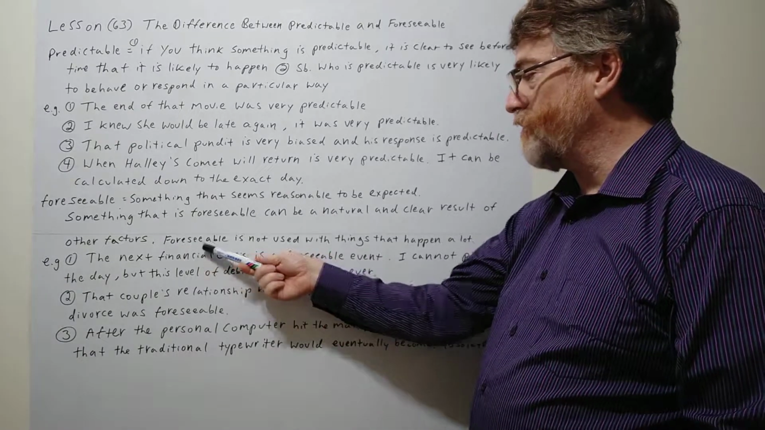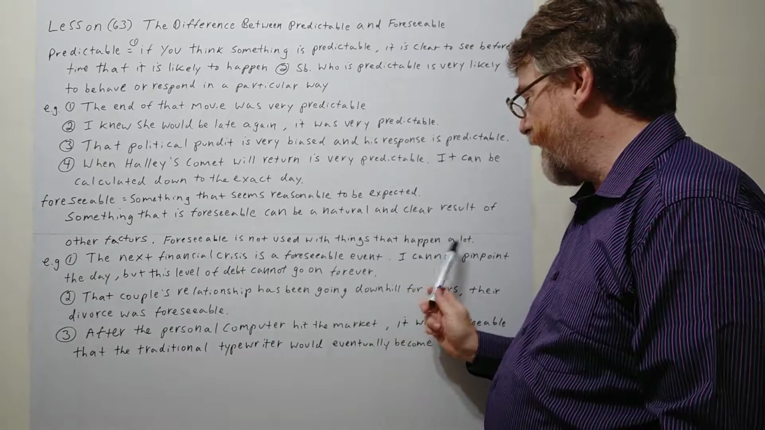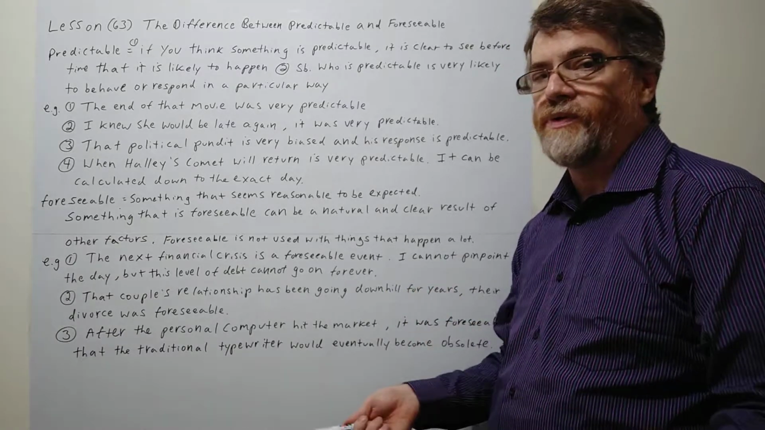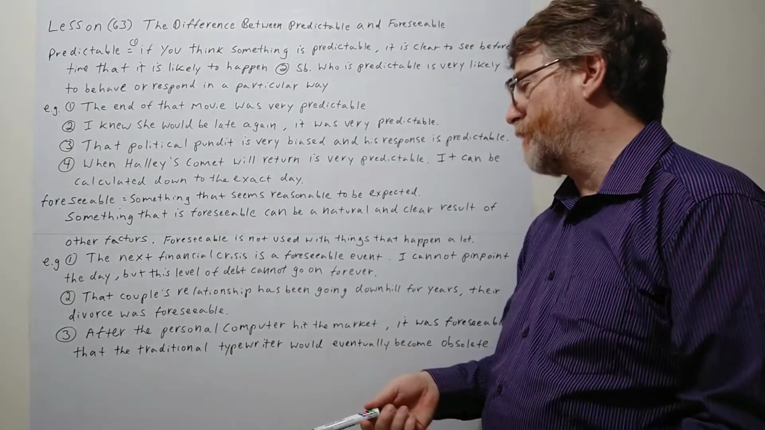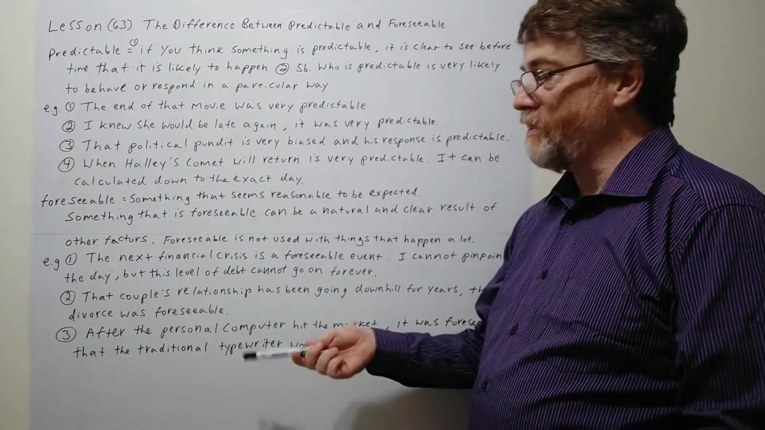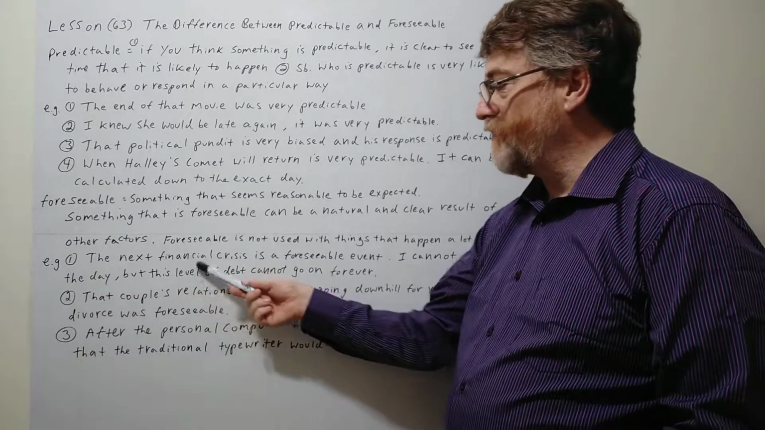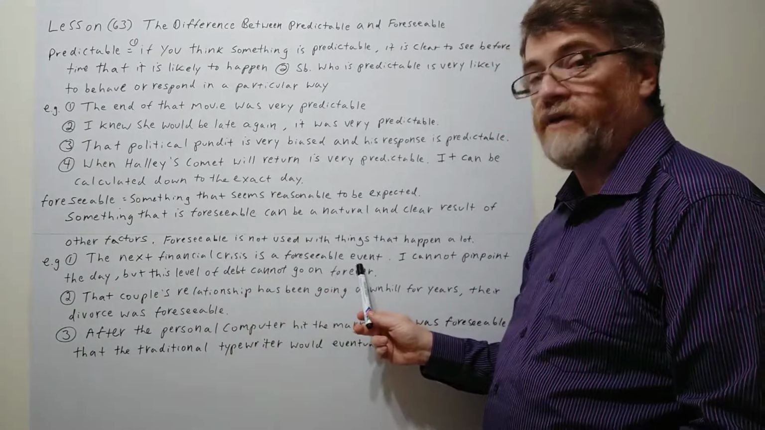Foreseeable, again here, is not used with things that happen a lot. So things that happen all the time, no, then we'd probably be more likely to be using predictable. All right, so here are some good examples for that. The next financial crisis is a foreseeable event.